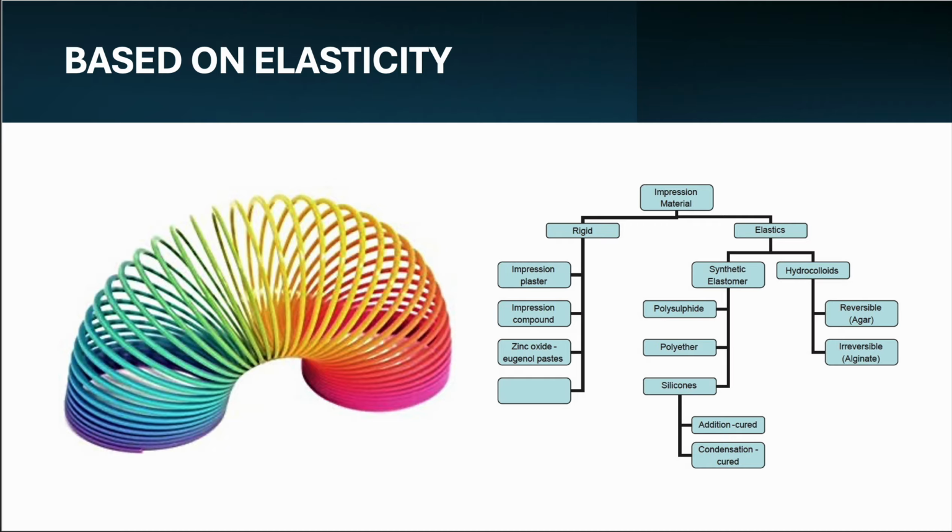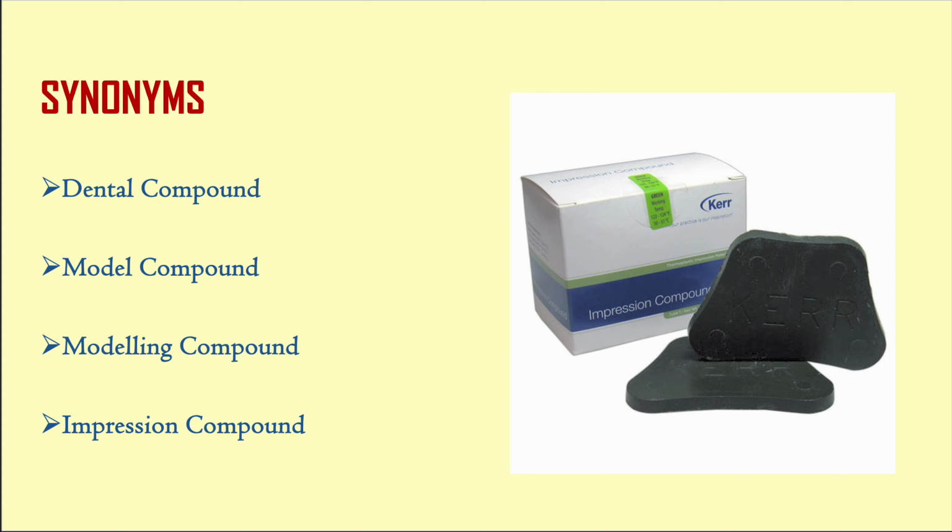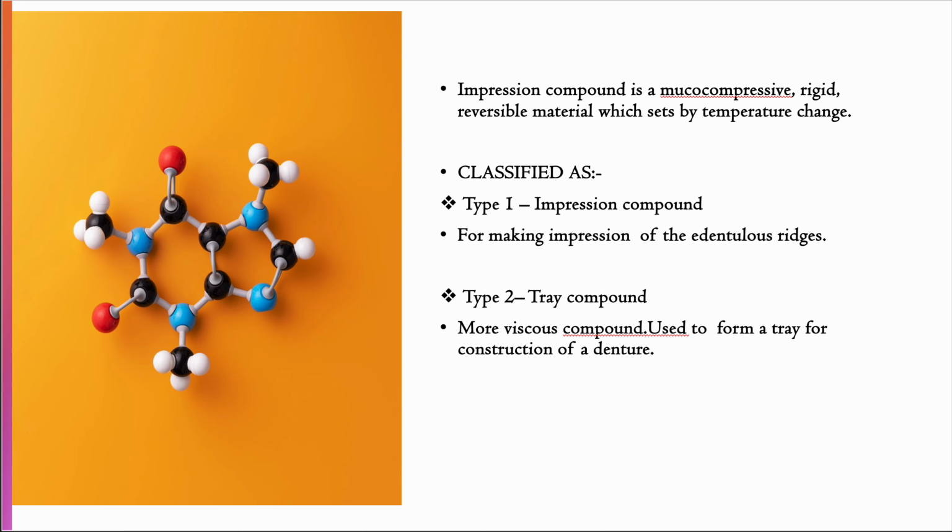So our impression compound is a rigid or inelastic impression material. The synonyms include dental compound, model compound, modeling compound, and the commonly called impression compound. Impression compound is a mucocompressive, rigid, reversible material which sets by temperature change. It is classified as type 1 impression compound, that is used for making impression of edentulous ridges.